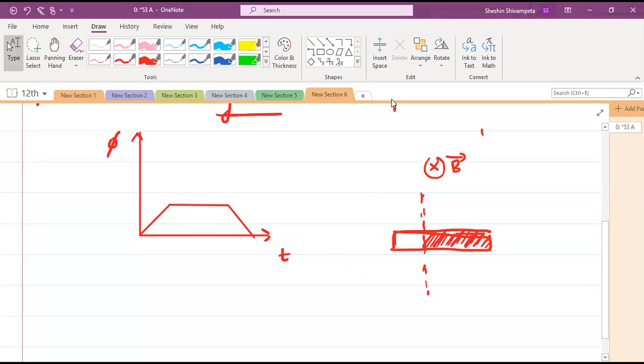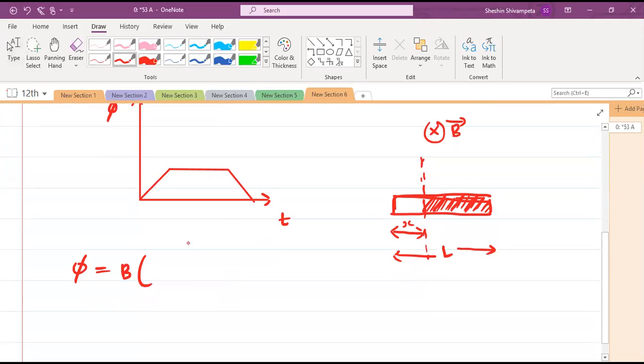ये ग्राफ किस किस के बीच में? Respective time. यहाँ पे the total length is L. And अगर ये मान लूँगा, let's suppose this is X. Then flux क्या होगा? First of all flux क्या होगा? ठीक है, flux ले लेंगे. Magnetic field into area. Area क्या होगा? It will be equal to B into L minus X.